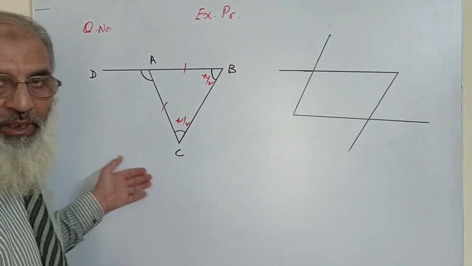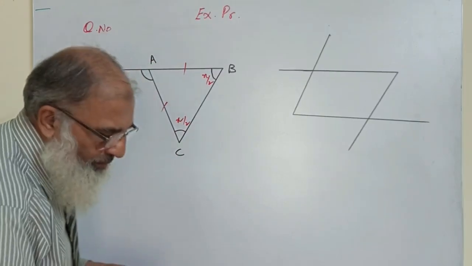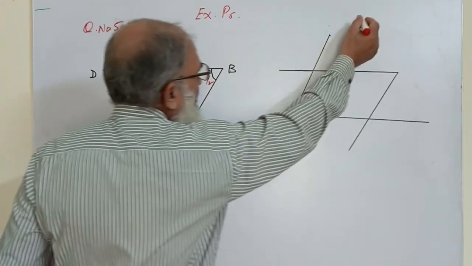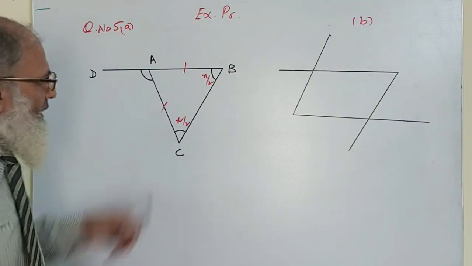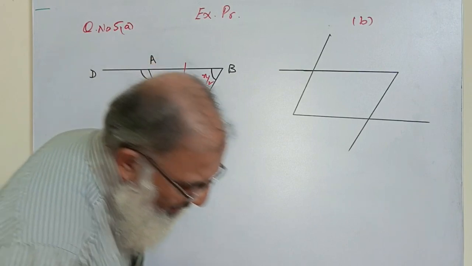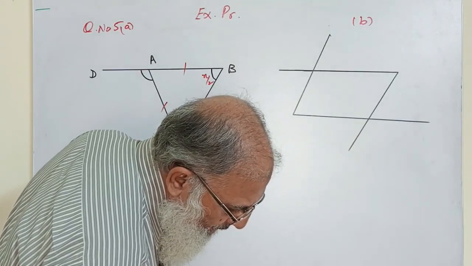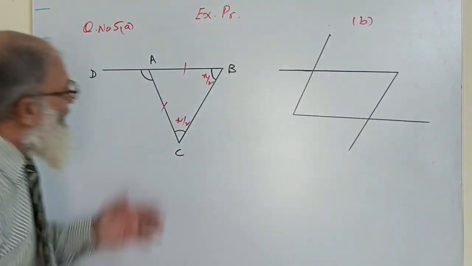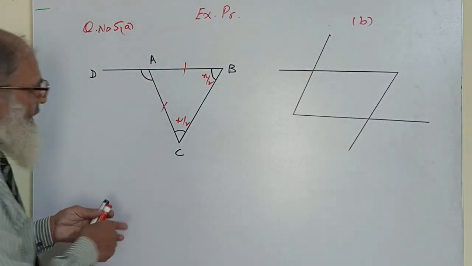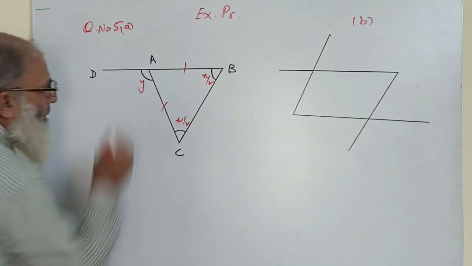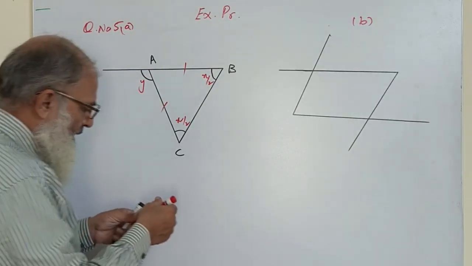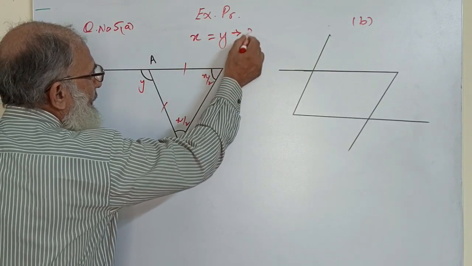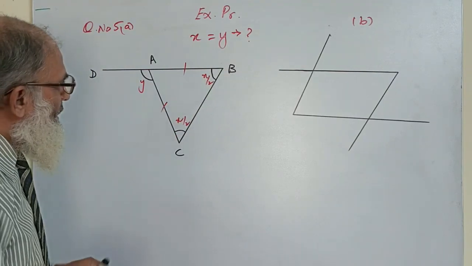Now dear students, this is the next question, that is 5 part A. Question number 5 part A, and this is question number 5 part B. Let us solve them one by one. It is asking us to explain why x is equal to y in the following figure. Here it is written y, and he has asked us why x is equal to y. It is very simple.